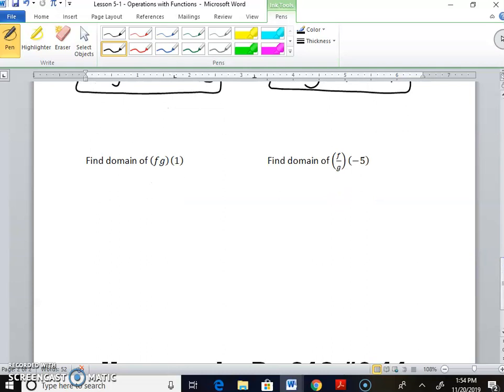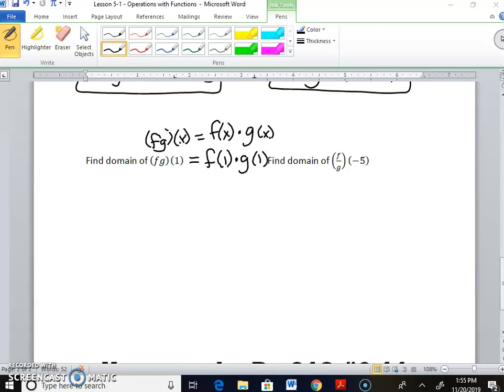Okay, f times g of 1. Just so you guys are aware, remember f times g of 1 equals f of 1 times g of 1. The reason I'm saying that is that if I have fg of x, that equals f of x times g of x. So if you don't want to figure out what f times g of x is, you could also look at each of these individually.